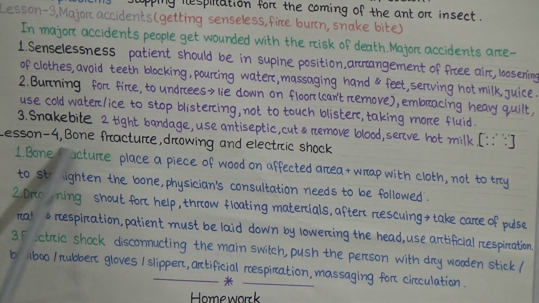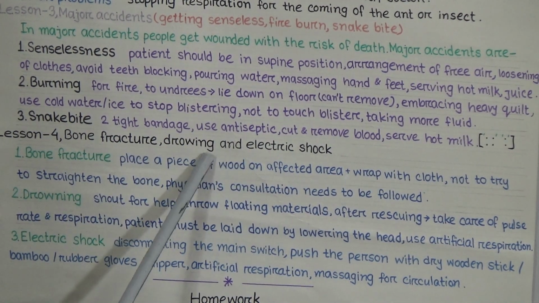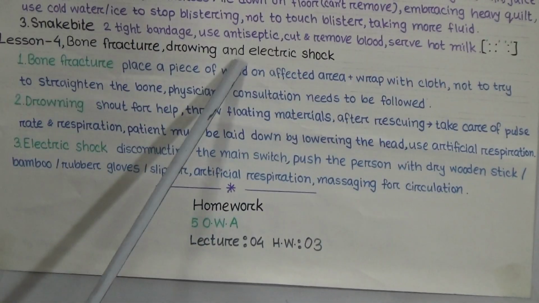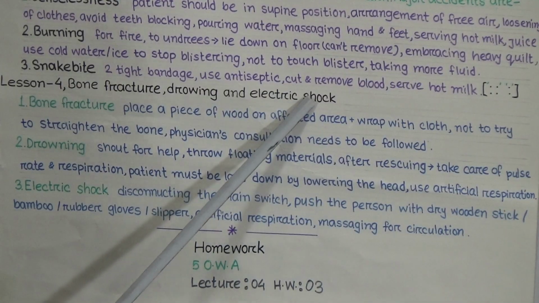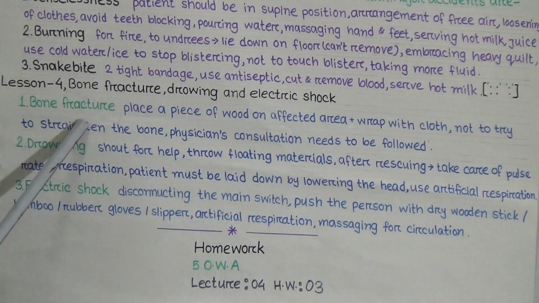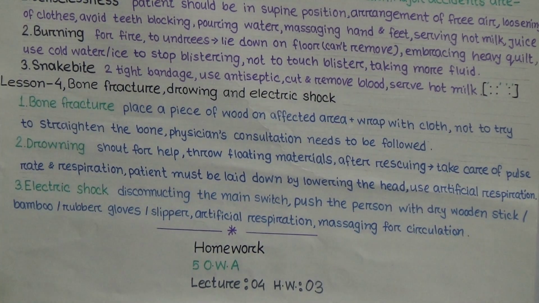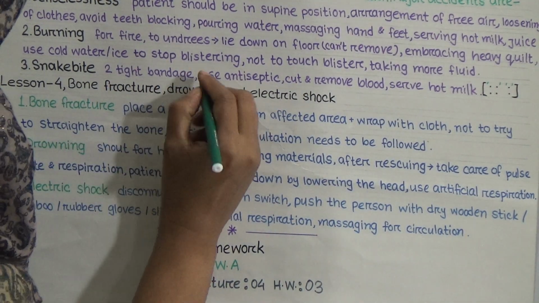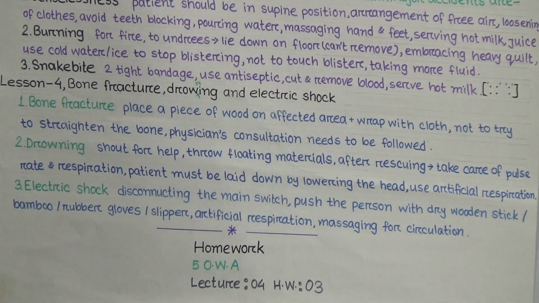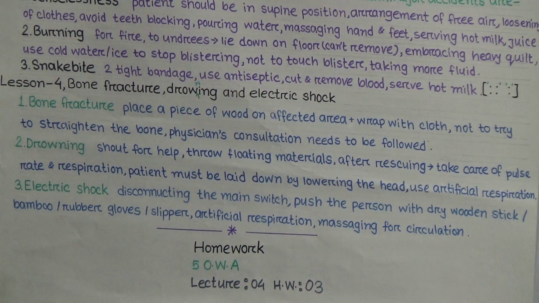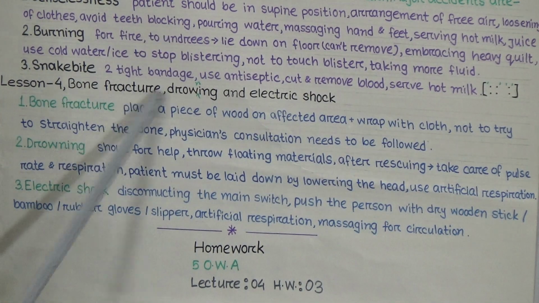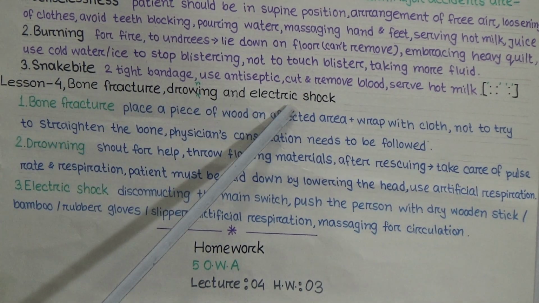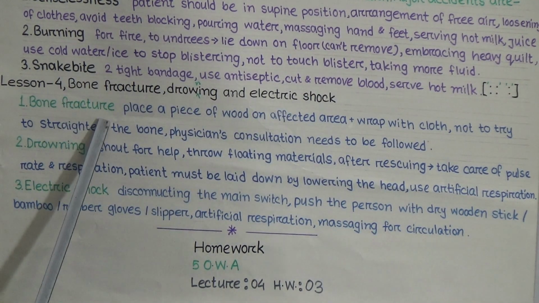Now, lesson 4: bone fracture, drowning and electric shock. There is a correction. It will be drowning. In lesson 4, we are going to learn about bone fracture, drowning and electric shock. First, we are going to learn about bone fracture.